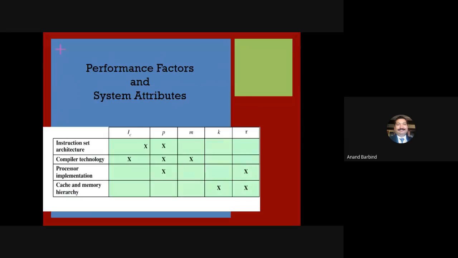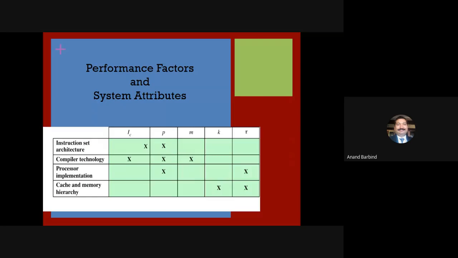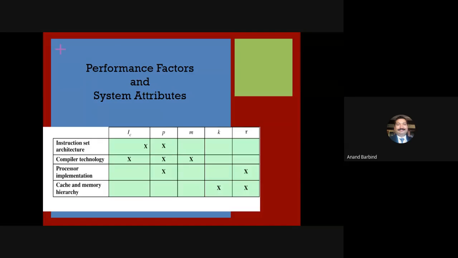Actually, this particular overall execution time can be represented with CPI also. I will give that particular formula in terms of the CPI. So the performance factors, what we discussed, can be put into this particular table for the purpose of discussion for measuring the performance of the system, and what they affect.